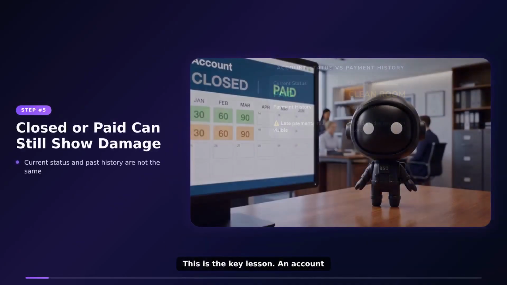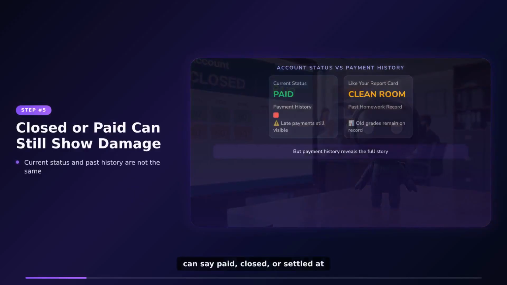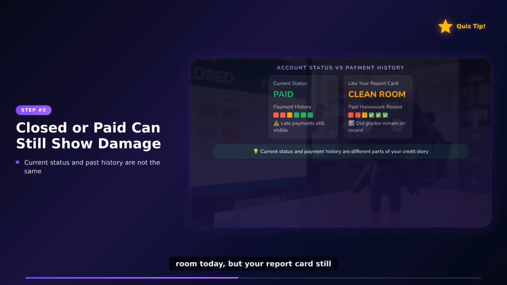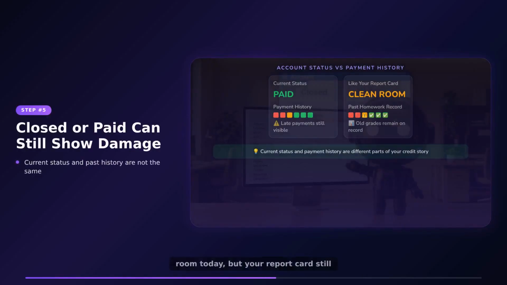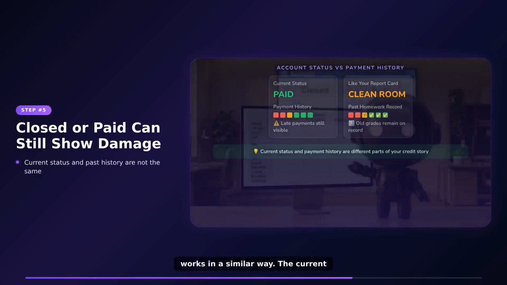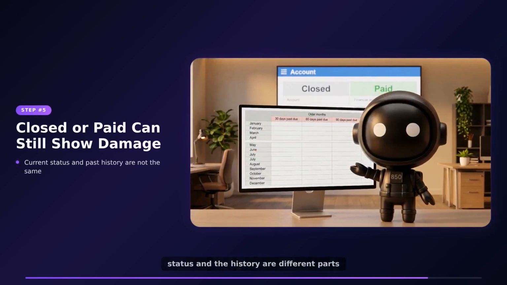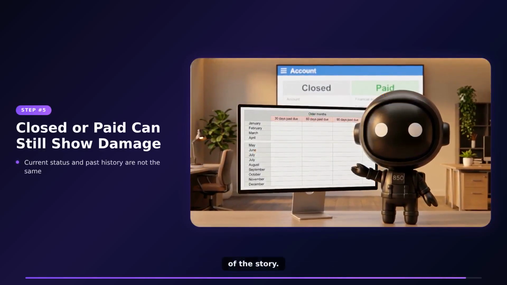This is the key lesson. An account can say paid, closed, or settled at the top, but the old months can still show late payments. Imagine cleaning your room today, but your report card still shows you missed homework last month. Credit works in a similar way. The current status and the history are different parts of the story.